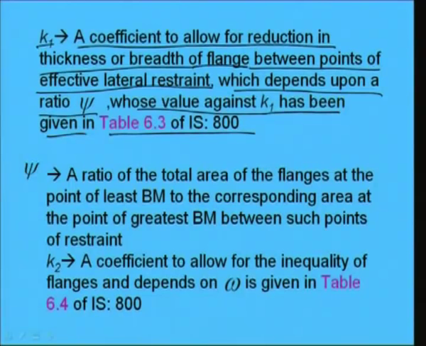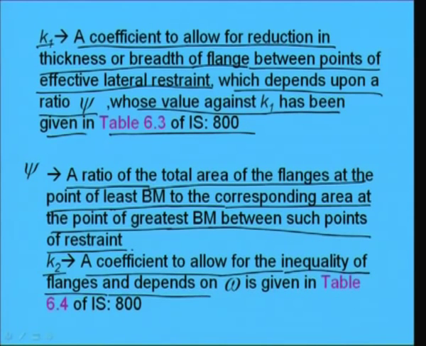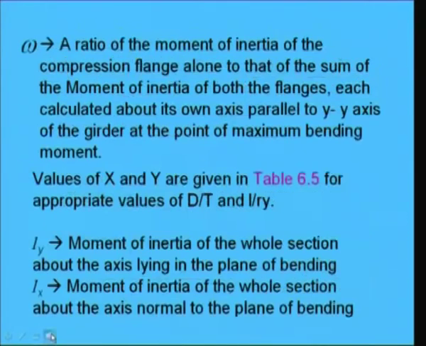What is psi? Psi is the ratio of the total area of the flanges at the point of least bending moment to the corresponding area at the point of greatest bending moment between such points of restraint. All these things are given in the code from which we have taken, the code means IS 800 1984. And K2 is a coefficient to allow for the inequality of flanges and depends on omega, which is given in table 6.4 of IS 800. So, it again depends on omega, which is given in IS 800 in table 6.4.